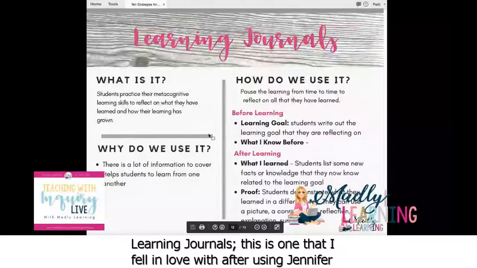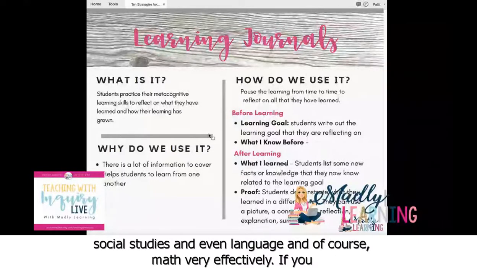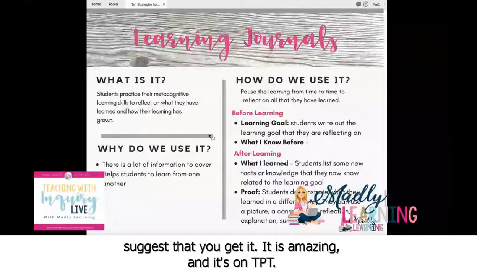Learning journals. Now this is one that I fell in love with after using Jennifer Runn's interactive math notebooks. And it really can be done in science and social studies and even language, and of course math, very effectively. If you don't own that interactive math journals notebook resource from her, I highly suggest that you get it. It is amazing, and it's on TPT.